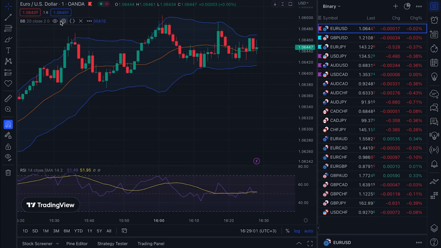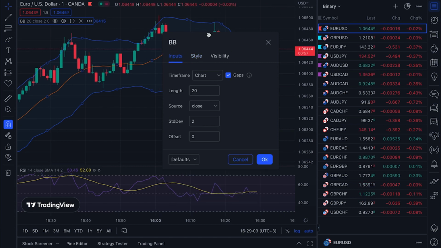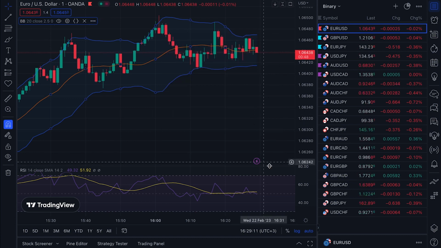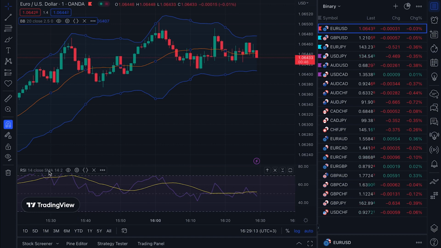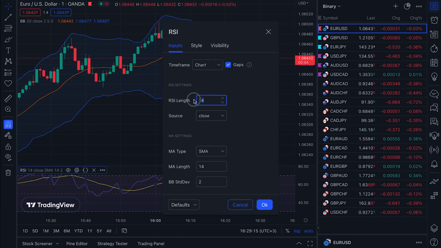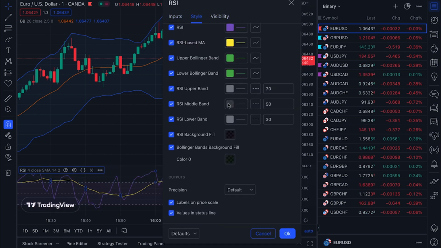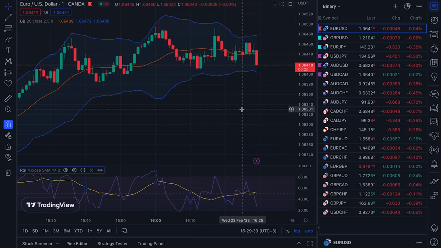Now let's proceed to the settings. We put 20 for the length, 2.5 for STD deviation. When setting up the RSI, we set the length 4 and we also set the level of the lower band and the upper band. Level of lower band we set 20, level of upper band we set 80. And we click on OK.